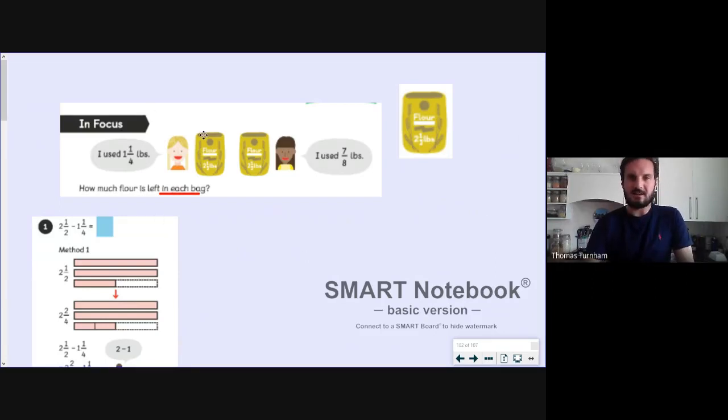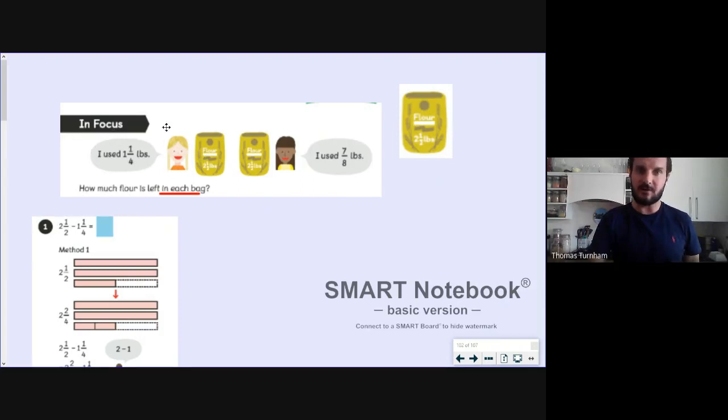So this time we've got another one. It looks more confusing than it is actually. We've got orange shirt and we've got yellow shirt. Orange shirt used 1 1/4 pounds of flour. Yellow shirt used 1 7/8 pounds. What you can't read, even though I've done it bigger, is that these bags are 2.5 pounds. Now, the question looks more confusing than it is, but actually it asks how much flour is left in each bag. So it's basically two different questions.